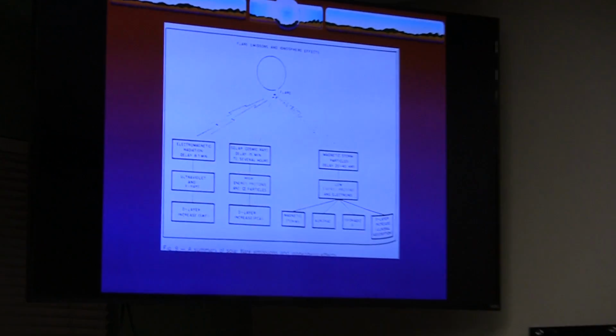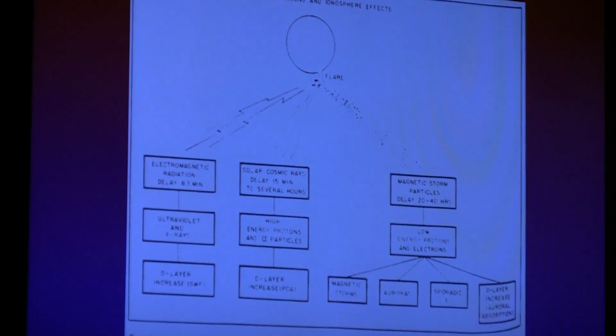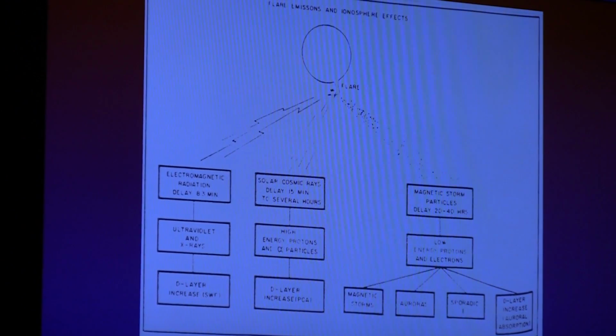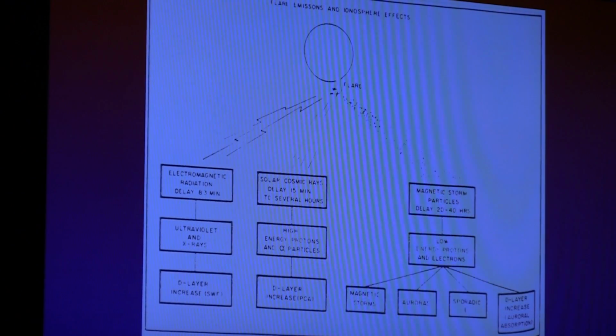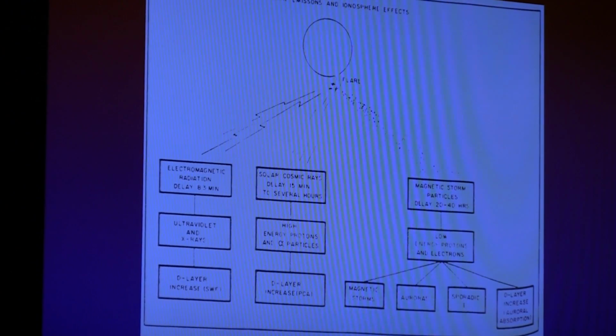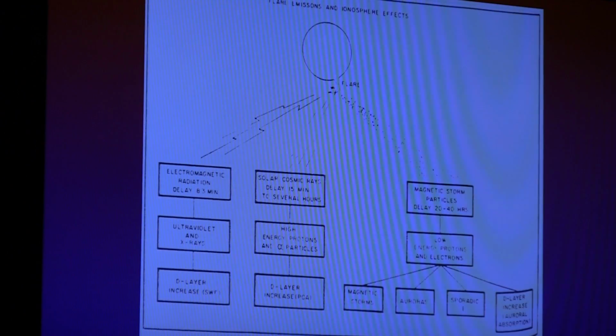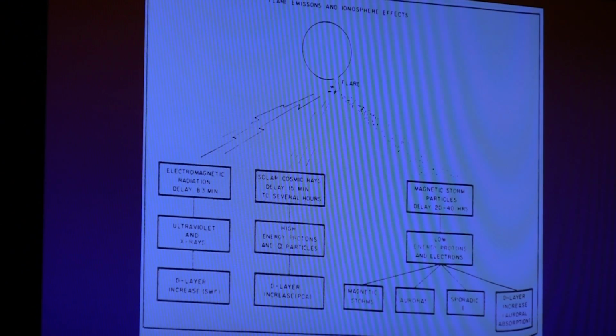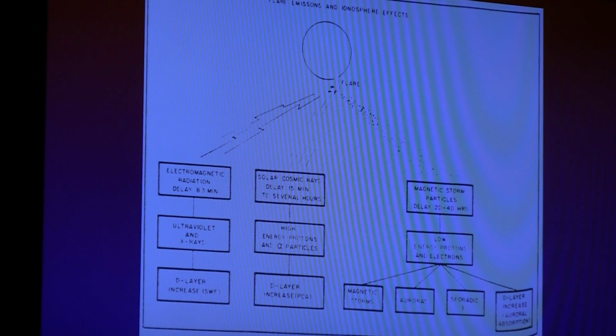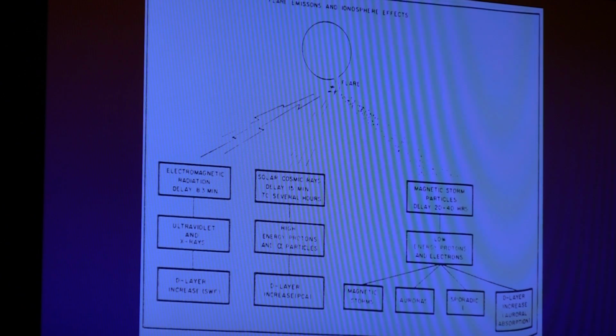This is kind of hard to read, but it's showing the sun, and a flare produces magnetic storms, and they take about 20 to 40 hours to reach the Earth. Electromagnetic radiation takes about 83 minutes. So if there is a magnetic storm, there are differences in how long it takes. Cosmic rays take about 15 minutes to several hours. So they vary on how long it takes something to hit us.